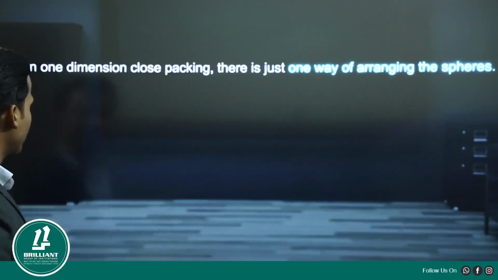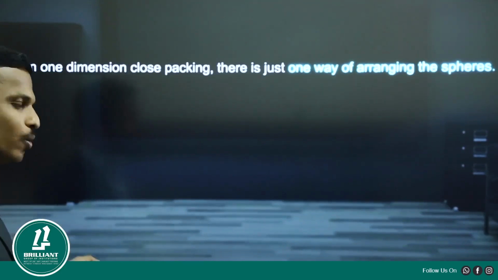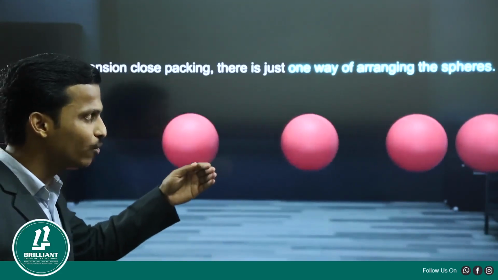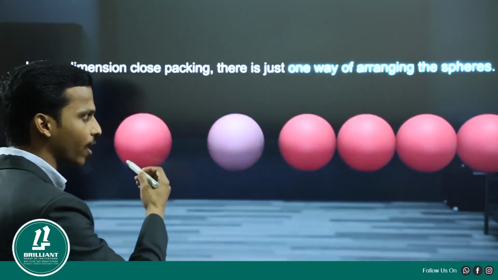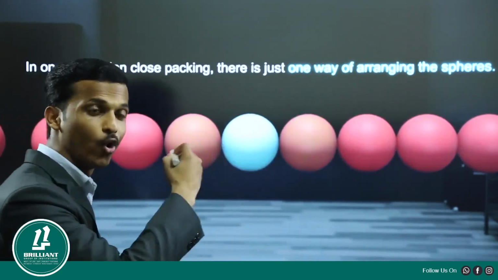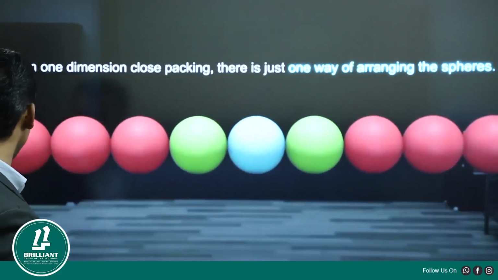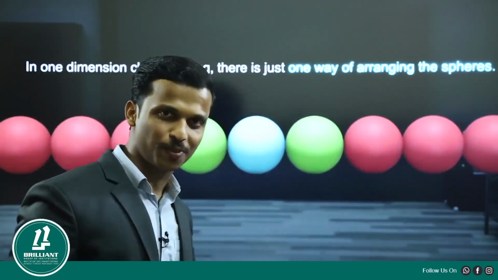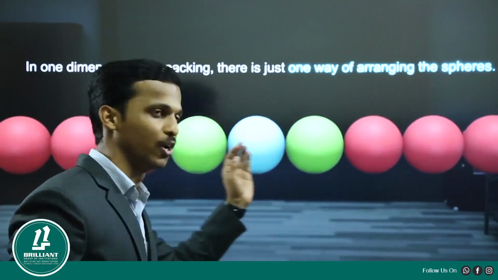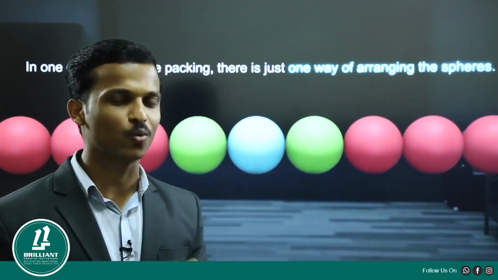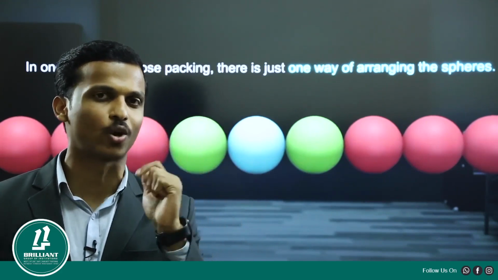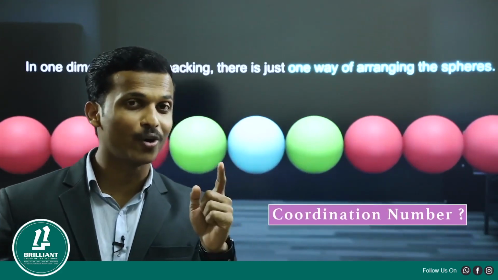I told you the constituent particles are considered as spheres. These constituent particles are arranged in a single row. You can observe that. I will ask you one question. What is the coordination number in one-dimensional close packing? What is the coordination number?